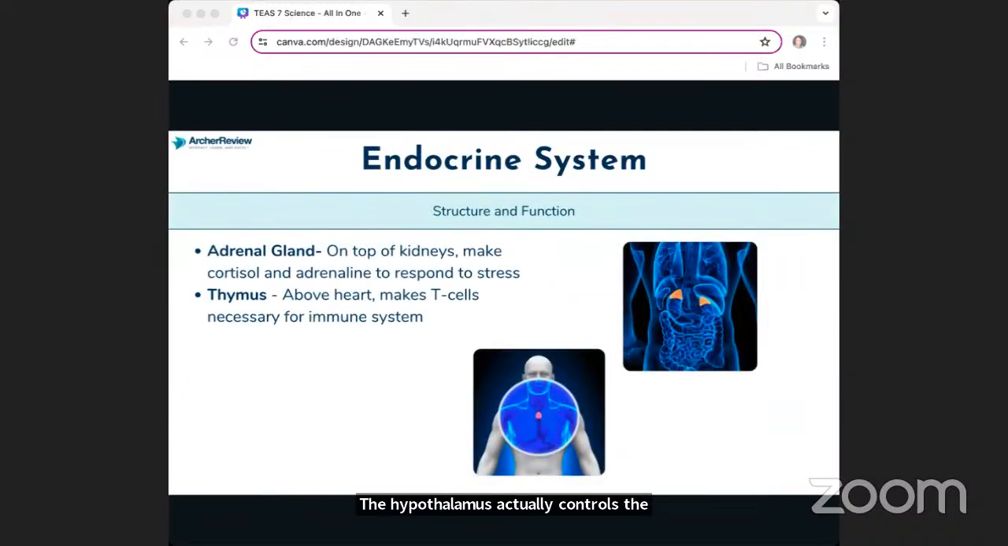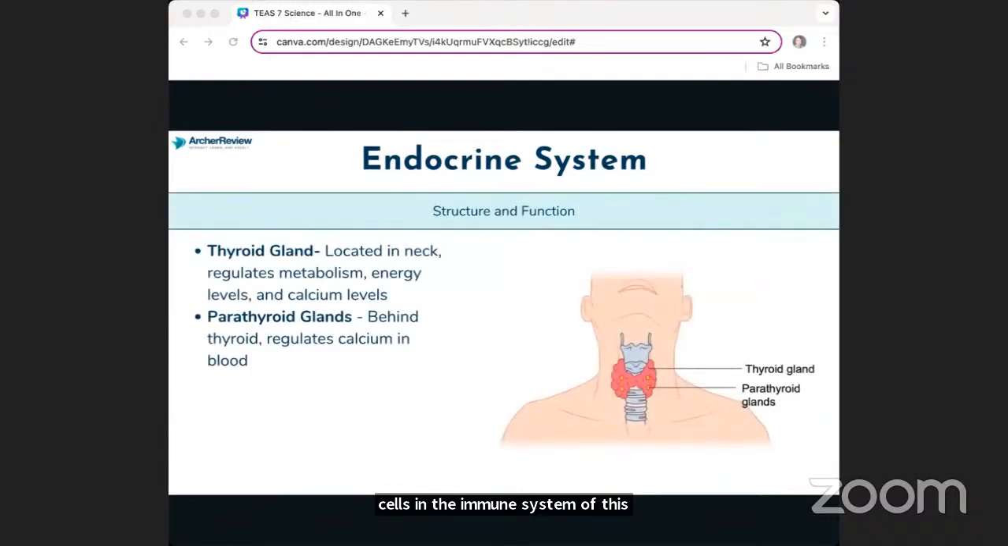The adrenal glands can be found on top of, or superior to, the kidneys. They make cortisol and adrenaline in a fight or flight response to stress. The thymus can be found above the heart, and it makes T cells necessary for the immune system. More on those T cells in the immune system section of this webinar. It's coming up.